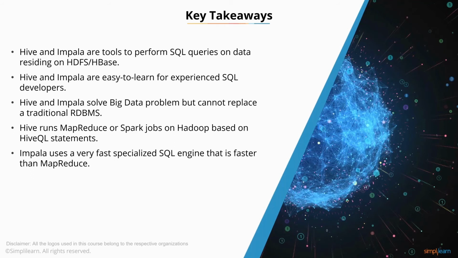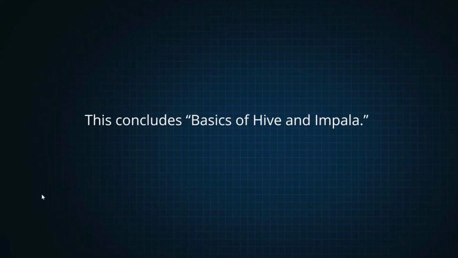With HiveQL, there is an additional step. It needs to be translated and then executed as a MapReduce or Spark job. Impala, on the other hand, uses a very fast specialized SQL engine that is faster than MapReduce. Impala does not involve any extra steps. It goes directly to the data, and that's why it is much faster. So that concludes the lesson.